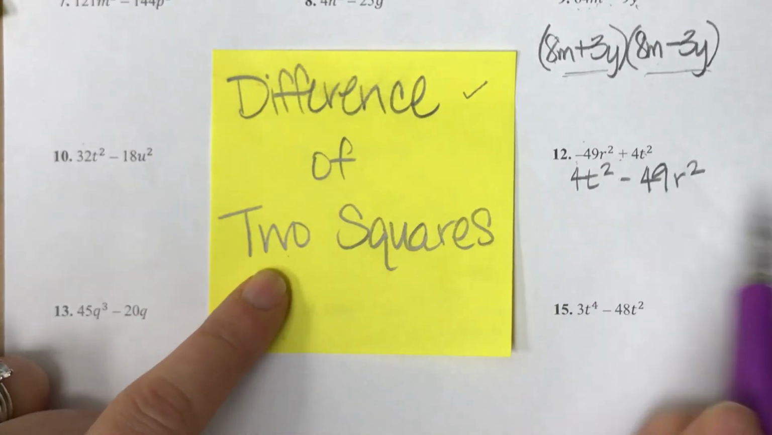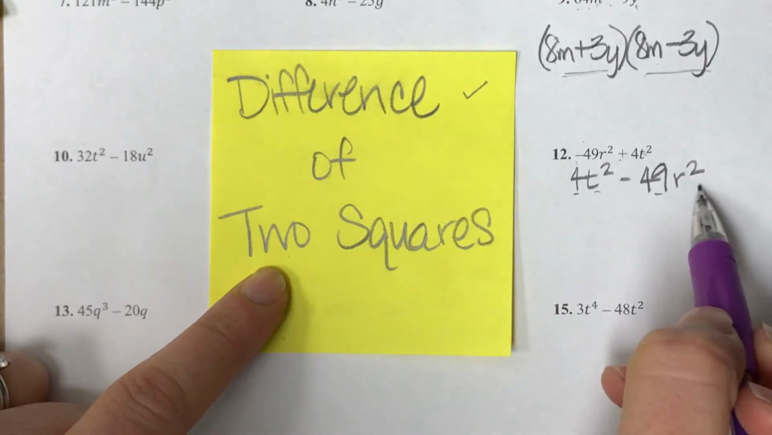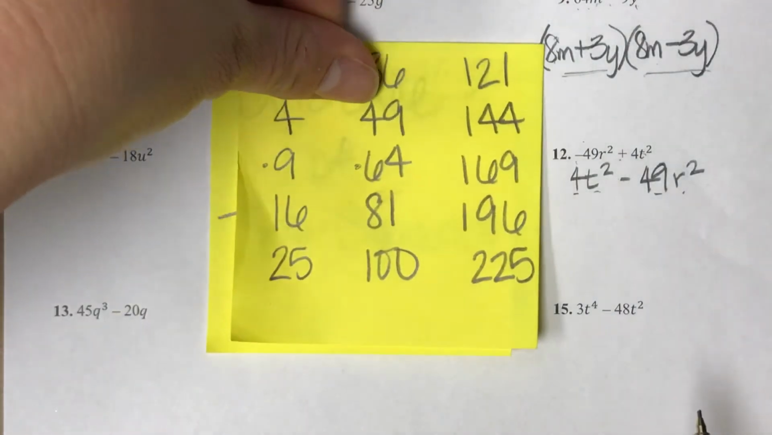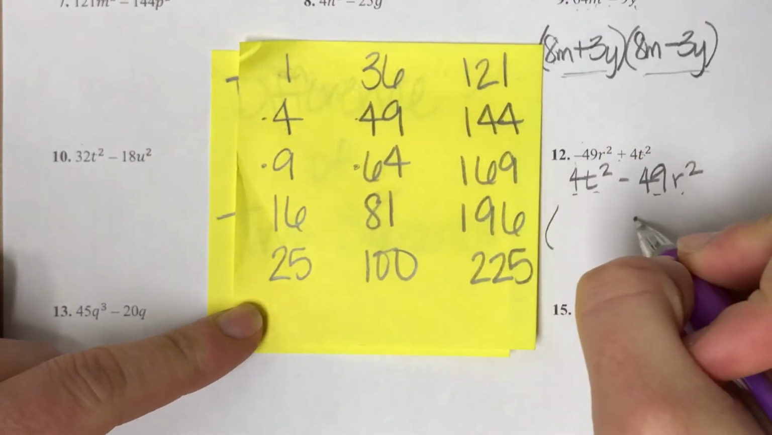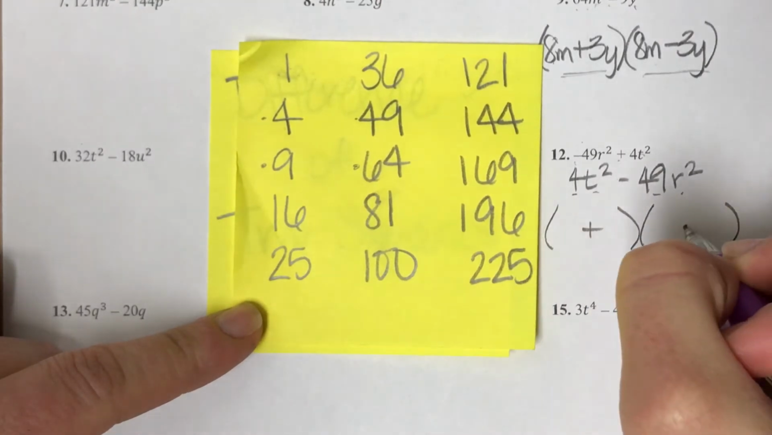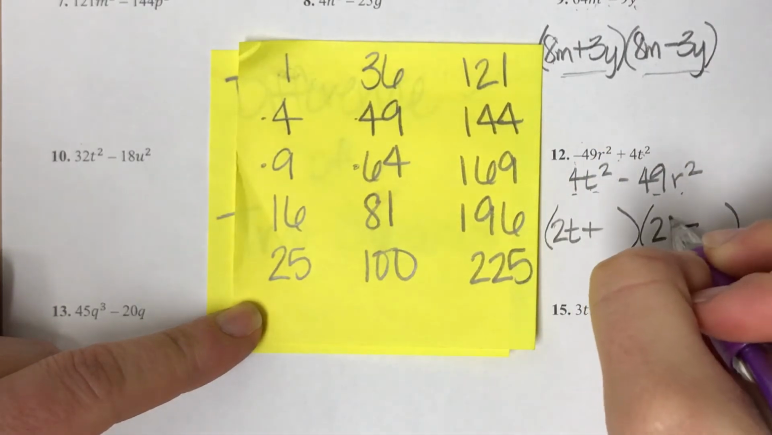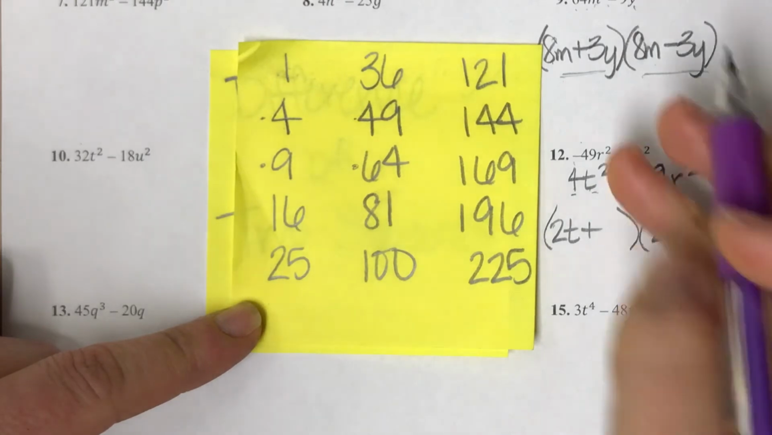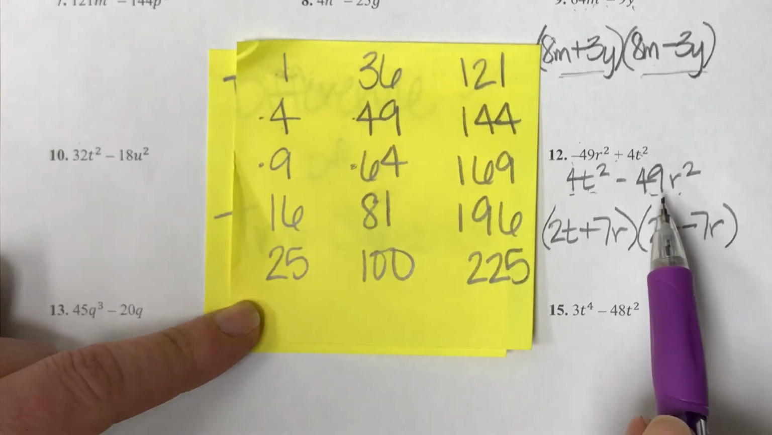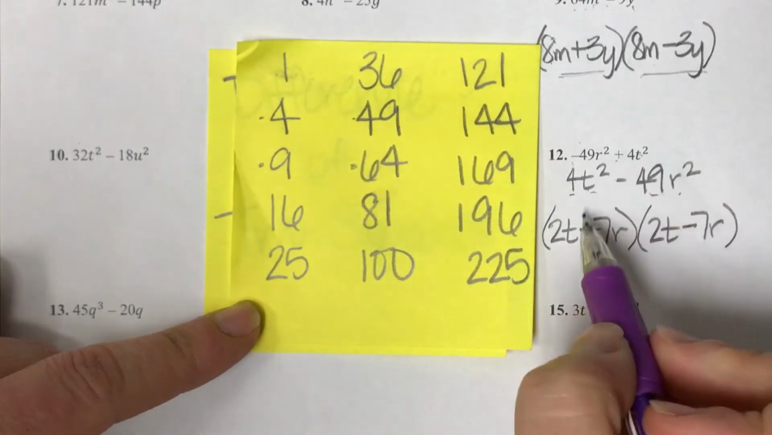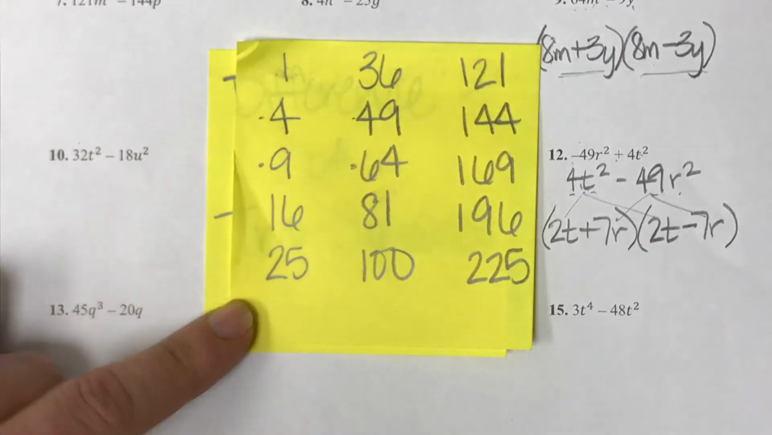Now I need to look, do I have two squares? Well, 4 is a perfect square, t squared. 49 is a perfect square, and r squared. Again, here's that list. 4 and 49 are both on it, and I have t squared and r squared. So I know I'm going to have the plus minus factors. And then to get 4t squared, I'm going to have 2t times 2t. And to get 49r squared, I'm going to have 7r and 7r. So once you set it up in the right order, where it is an actual subtraction problem, then you keep them in order. The t's go first because it was first. The r part goes second because it comes second.